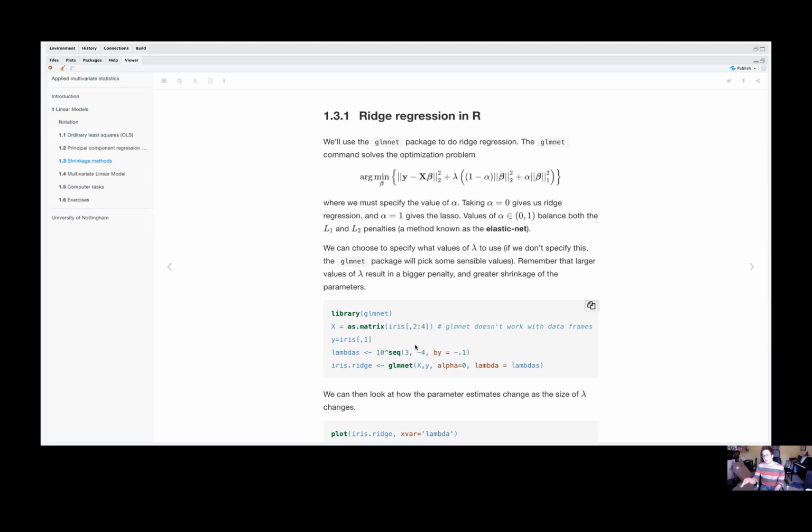Then, slightly annoyingly, we have to provide GLMNet with matrices. So I've said let X be the matrix that's columns 2, 3, 4 of the Irish data set, and let Y be column 1. Then the GLMNet command just takes the matrices X and Y as inputs. You specify alpha, so I said 0 here to get ridge regression, and then I passed in the lambdas I've just specified.